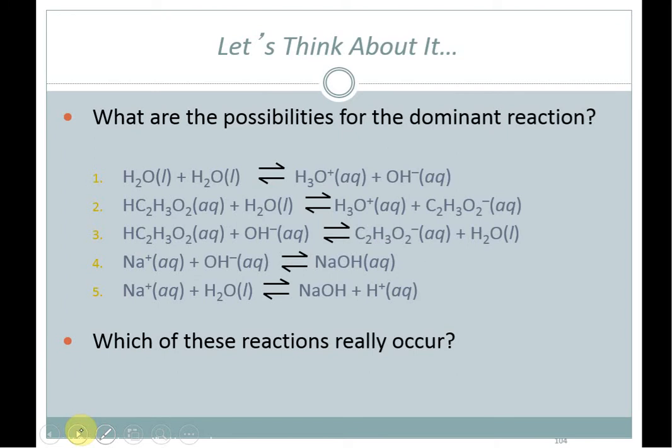So in general, we know this guy cannot happen because a weak conjugate is not going to react. We're not going to reform our hydroxide. So we only have the reaction of water self-ionizing, a weak acid ionizing, and our weak acid reacting with a strong base. These are the three reactions we need to consider.